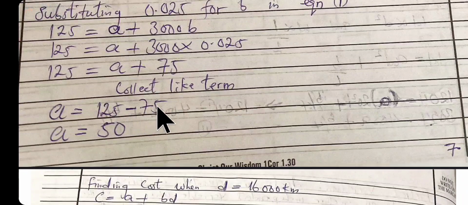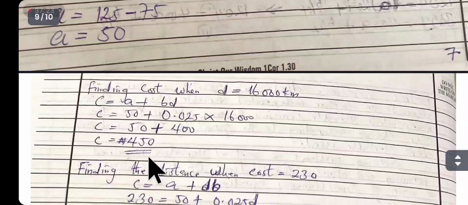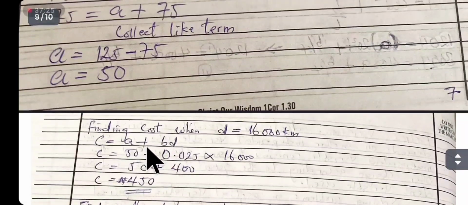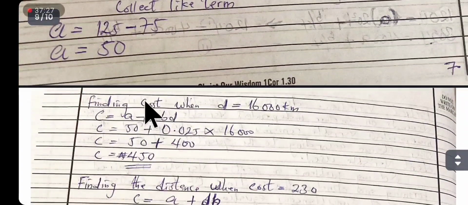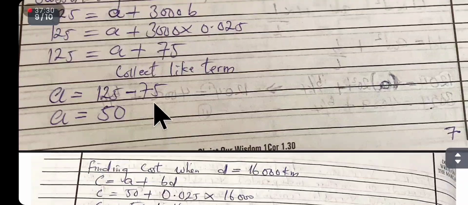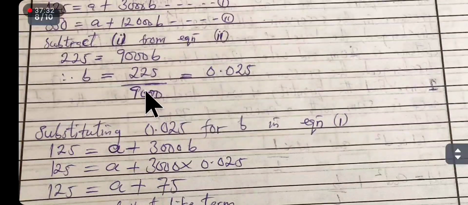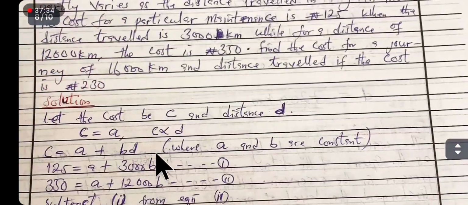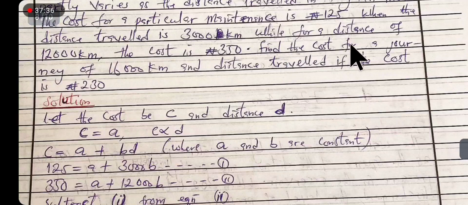A is 125 minus 75. A is equal to 125 minus 75, which is 50. All right. Now, having found our A and our B, the question is for us to find, look at the question, the cost for a journey of 16,000 kilometers.